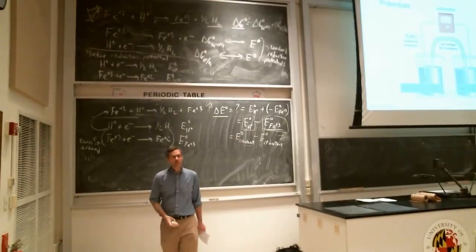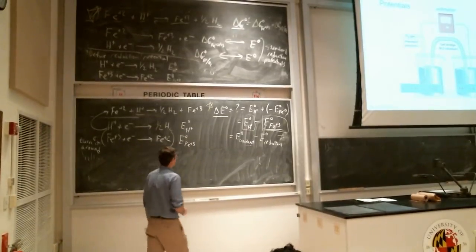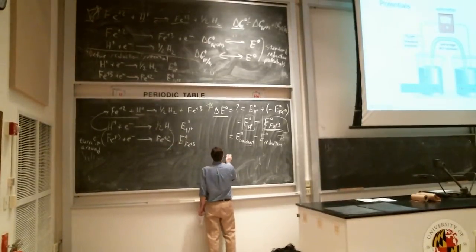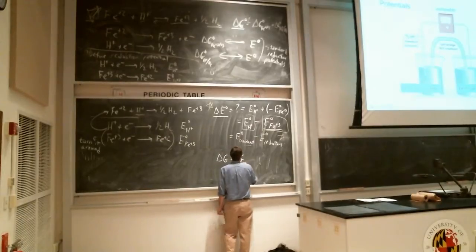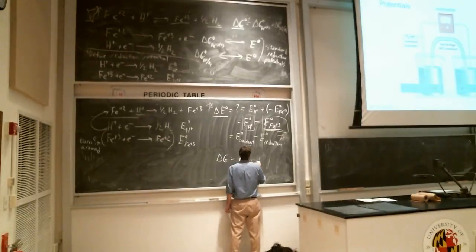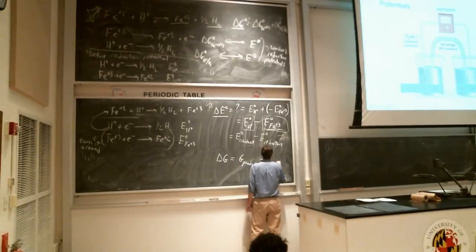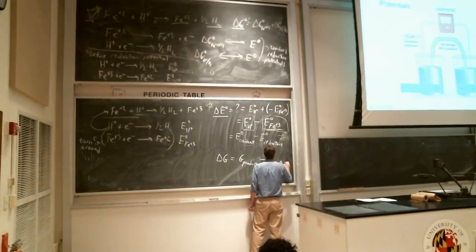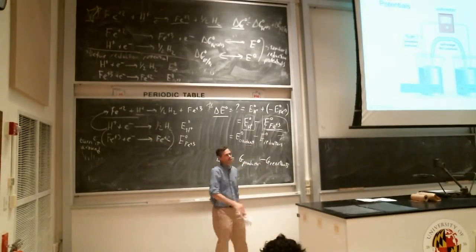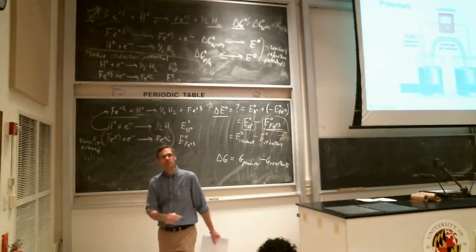The answer, as you may remember, is we can't. Delta G is the free energy of the products minus the free energy of the reactants. Right? We can't know that. There are ways we can figure out the difference, but we can't know the individual.